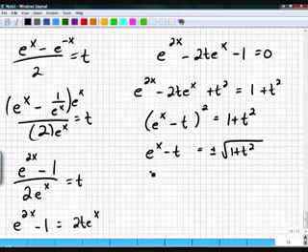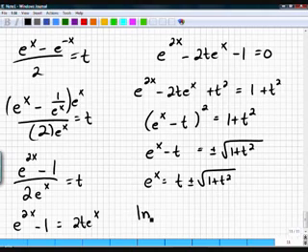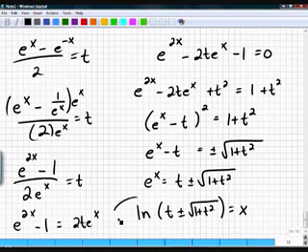Next step. So you have e to the x equals t plus and minus the square root of 1 plus t squared. Nearly there. We've still got to get x by itself. To get x by itself, change forms. Good job. The natural log, because you've got log base e of this stuff equals x. So log base e is the natural log of t plus and minus the square root of 1 plus t squared equals x.